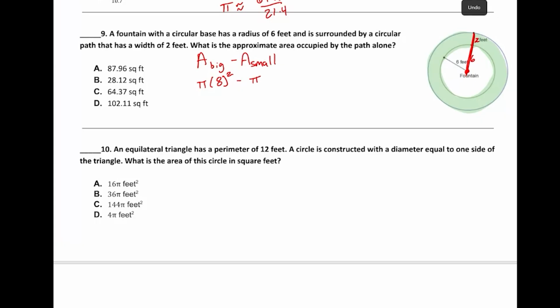Minus pi times 6 squared. And now I just need to plug all of that into the calculator. So pi times 8 squared minus pi times 6 squared gives me approximately 87.96 square feet. Our answer is A.